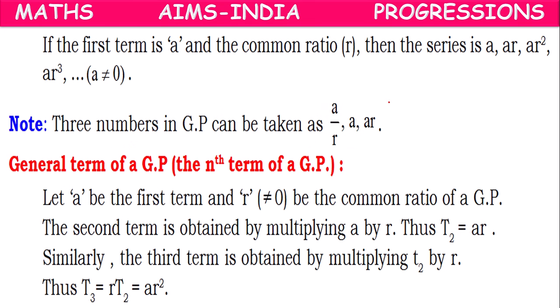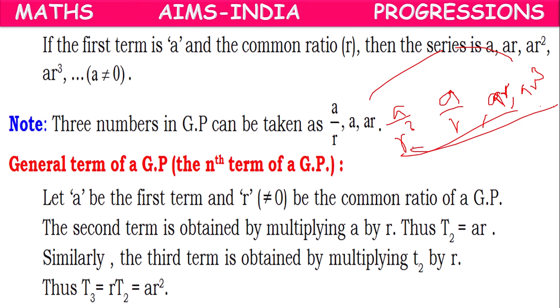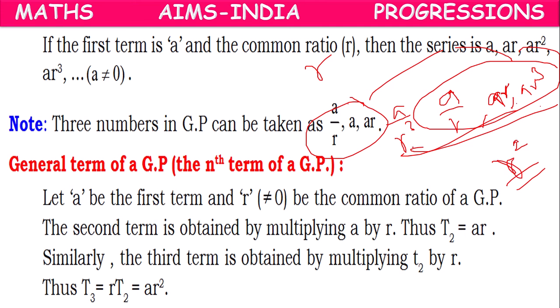If you want to take four terms, A by R and AR will be the middle terms. So here AR cube and A by R cube will be the first term and last term. Like that we can take. So here R square will be the common ratio. In the previous case common ratio is R, in this case common ratio will be R square.